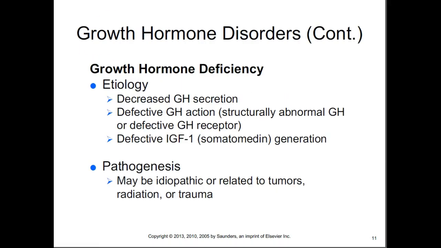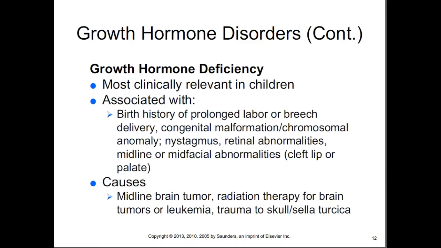All right, the etiology of many growth hormone deficiencies involves a decrease in growth hormone secretion or defective growth hormone action. So some sort of structurally abnormal growth hormone or a defective receptor. And then defective IGF-1, which is somatomedin, which is what's released by the liver. That's the insulin-like growth factor. All right, so then pathogenesis may or may not be related to tumors. So it could be idiopathic. It could be related to radiation or trauma, right?